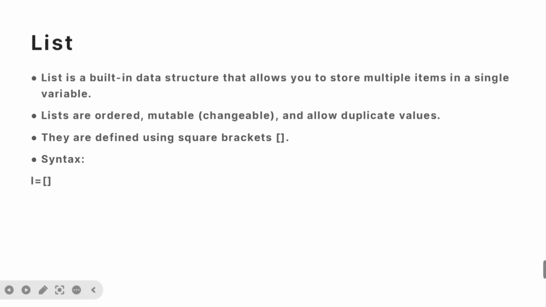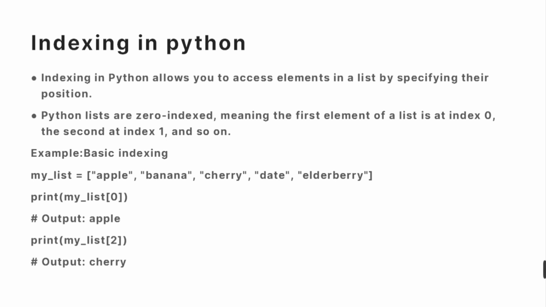Now we are going to see what indexing is in Python, basically in a list. Indexing in Python allows us to access particular elements in the list by specifying their positions, that is, by specifying their indexes. In Python, indexes start with zero, which means the first element is at index zero, and the second element is at index one. For example, you can see here my_list is a list consisting of the elements apple, banana, cherry, date and elderberry.